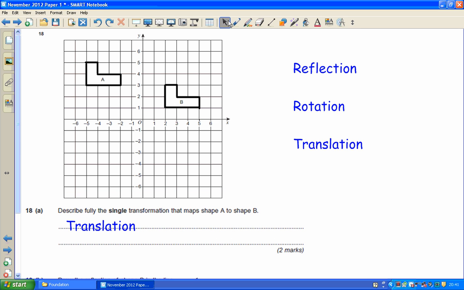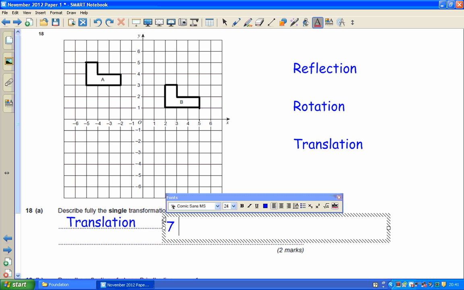So that's lovely, and that will get you 1 mark for putting translation. To get the other mark you need to say what the translation is. So how have we gone from this shape to this shape here? How many up and down? How many left and right is it? Okay, so let's do our right first. I want to go from there to there. We go 1, 2, 3, 4, 5, 6, 7 to the right, and then we go 1, 2 down. So 7 right, 2 down.